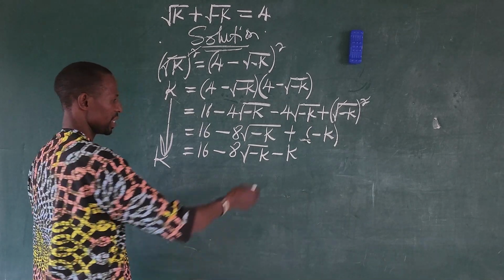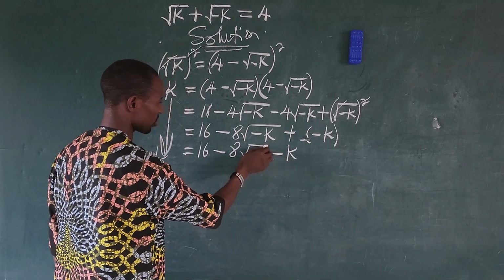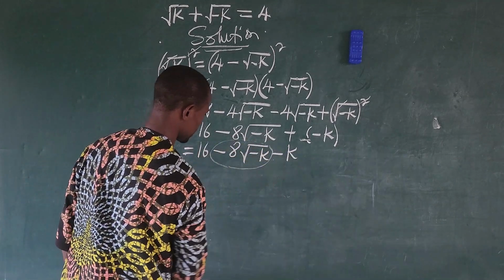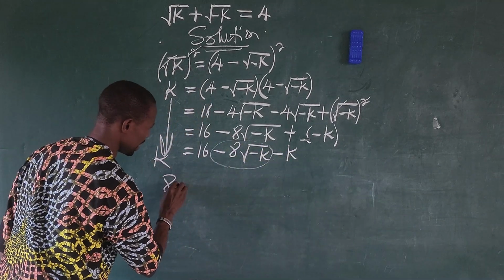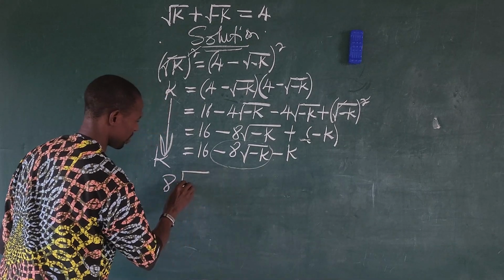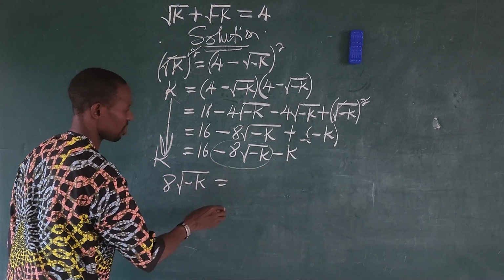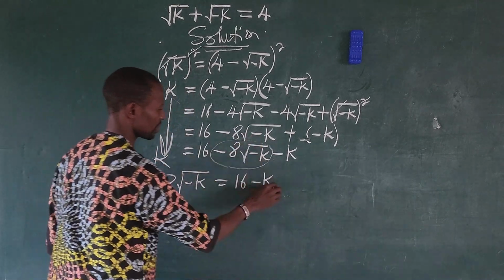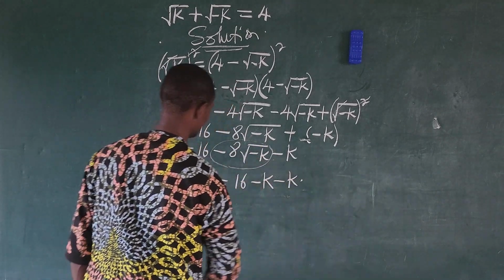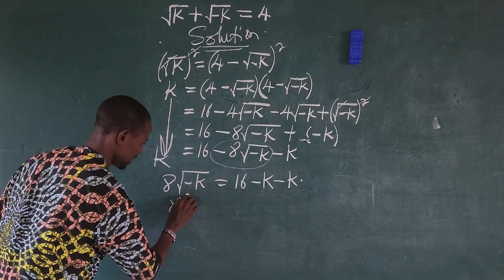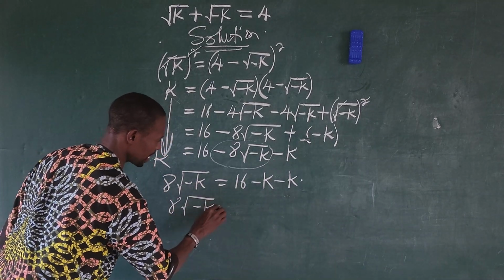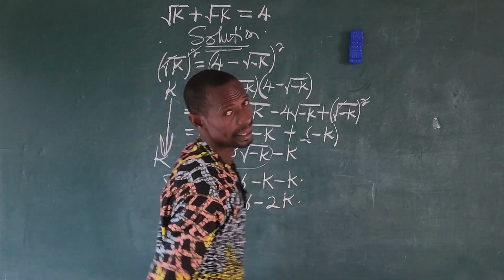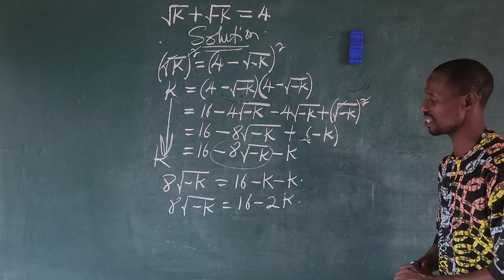So if we have this, then look at this. We want to move the whole of this expression to this side and take this k to this side. So this is going to give us 8 into the square root of minus k equal to 16 minus k. This k crosses to this side and gives us minus k. So we now have 8 into the square root of minus k equal to 16 minus 2k. Easy, right? I know this is a very simple one.